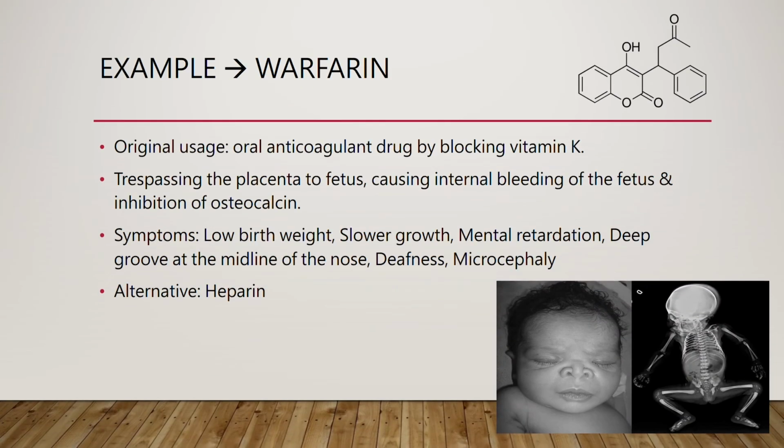For example, we will discuss warfarin. The original use of warfarin is as an anticoagulant drug, by blocking vitamin K from utilizing coagulation. Due to its low molecular weight, it can cross the placenta of the fetus, causing internal bleeding of the fetus and inhibition of osteocalcin by inhibition of vitamin K, which either causes abortion or stunts bone mineralization.